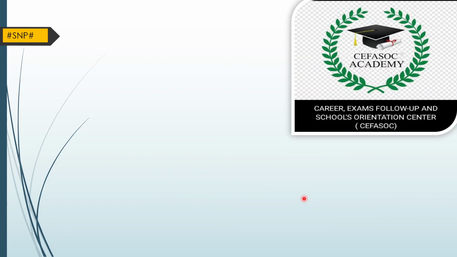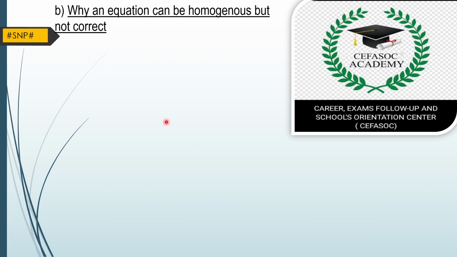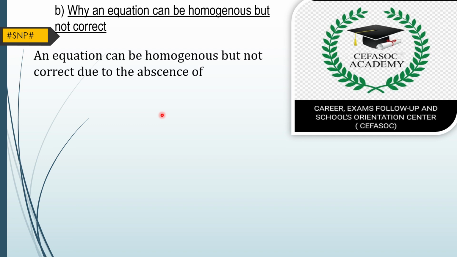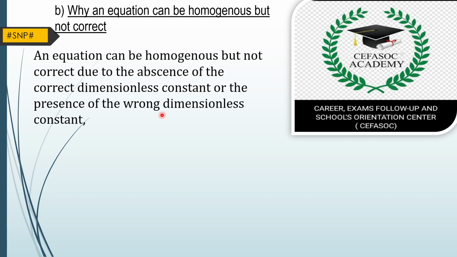Okay, let's go to the B part of the question. Why can an equation be homogeneous but not correct? The first thing is that we know that homogeneity is not a true test for correctness. Homogeneity is not a true test for correctness due to several reasons. So we'll just enumerate 2 reasons here. An equation can be homogeneous but not correct due to the absence of the correct dimensionless constant or the presence of the wrong dimensionless constant.